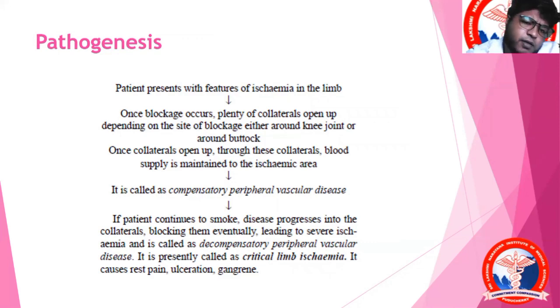Now, if the patient continues to smoke, disease progresses into the collaterals, blocking them eventually, leading to severe ischemia, and is called as decompensatory peripheral vascular disease. It is presently called as critical limb ischemia. It causes rest pain, ulceration, and gangrene.